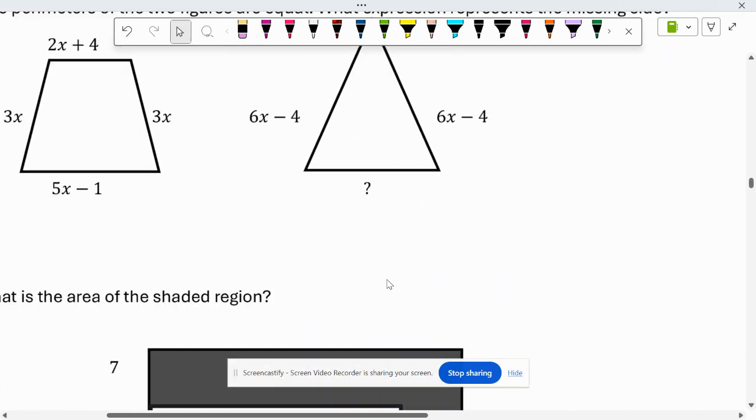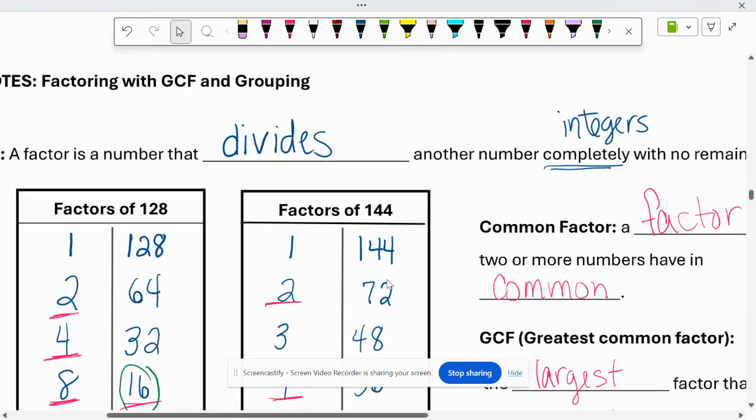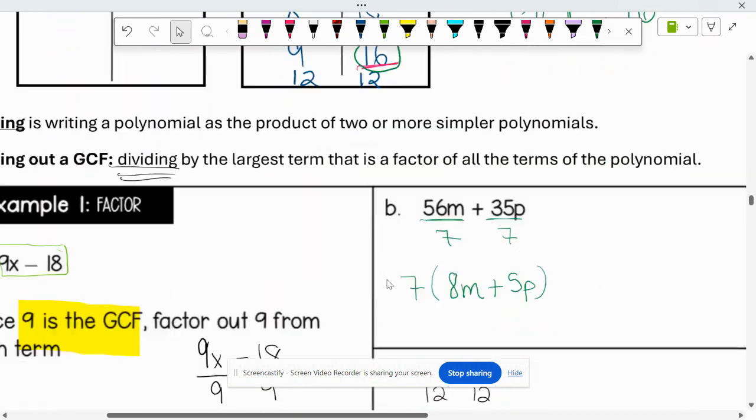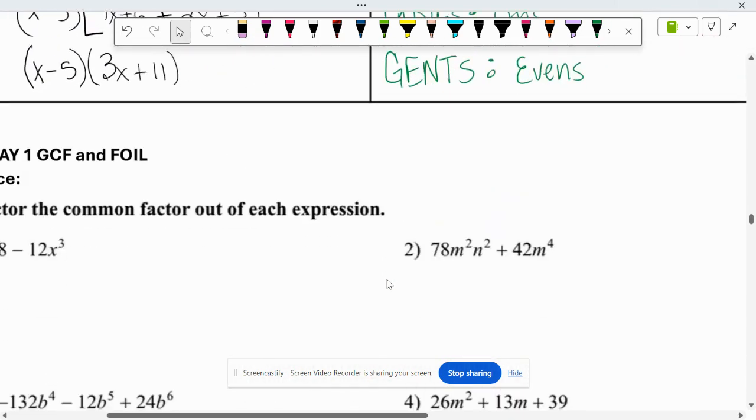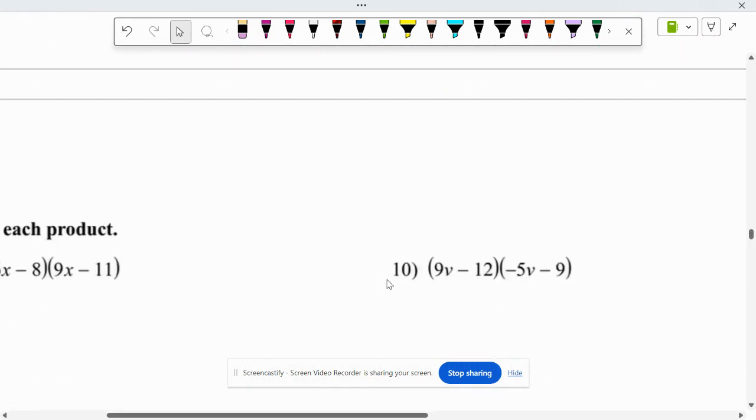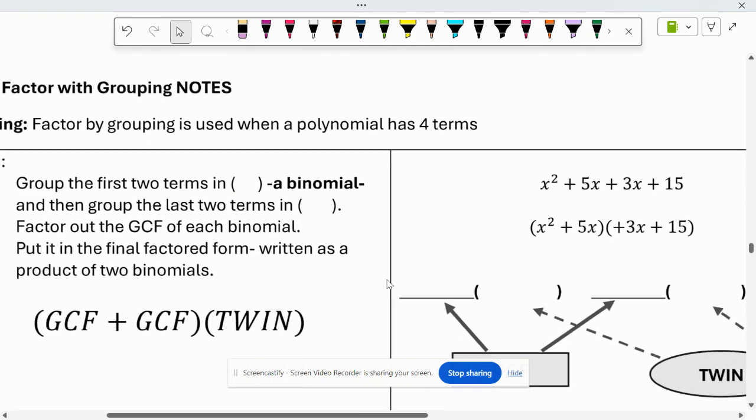Mr. Urban, do you see the filled out notes right there? You are so amazing. Thank you, ma'am. I'm getting there. This is our homework right here. Okay.